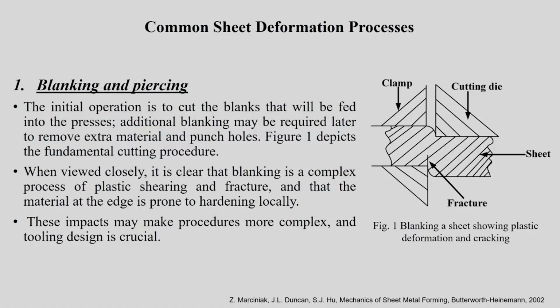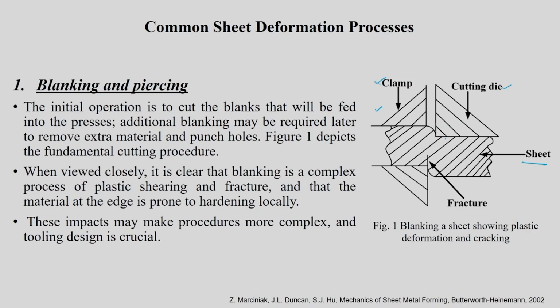For a first instance, you can take blanking and piercing. A schematic is given in this diagram. You have a sheet here, and the sheet is clamped using a blank holder, called the clamp. The sheet is held on one side and the other side is free to deform. You have a punch and a die, called the cutting die. The cutting die is slightly different from other dies used in other sheet forming processes. Here the main purpose of the die is to cut the sheet.